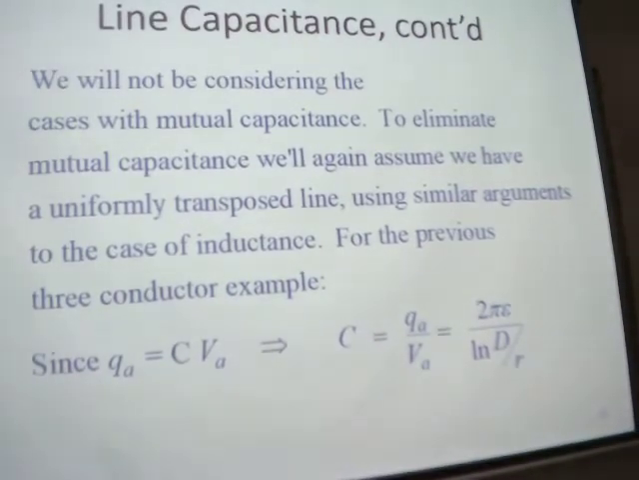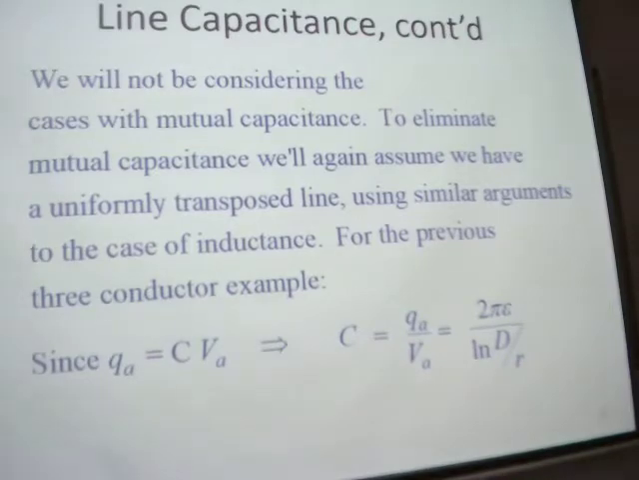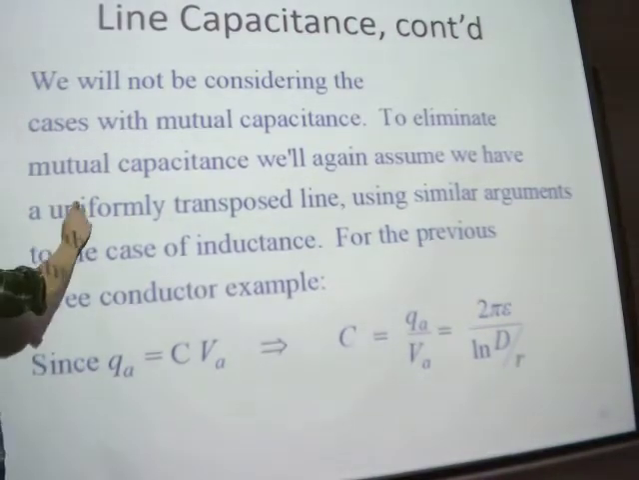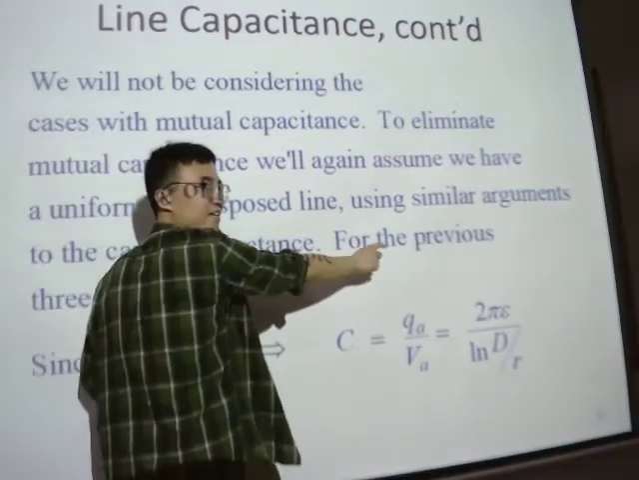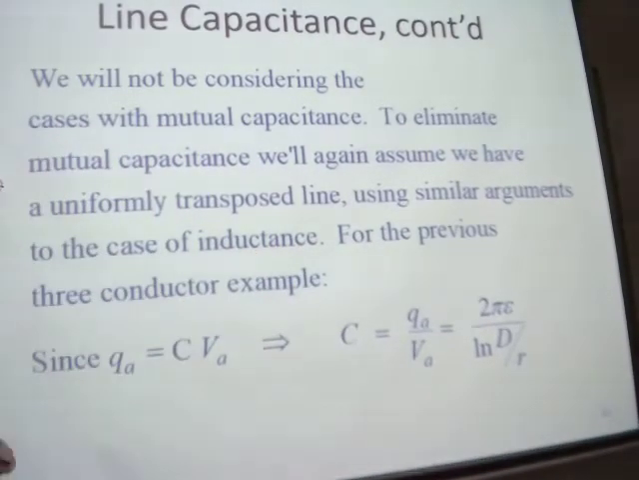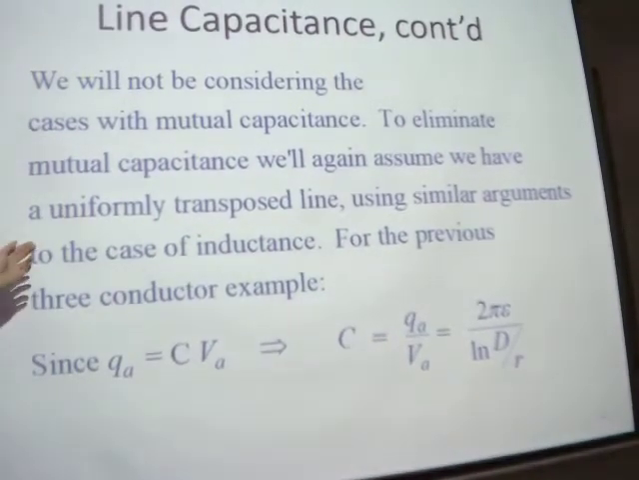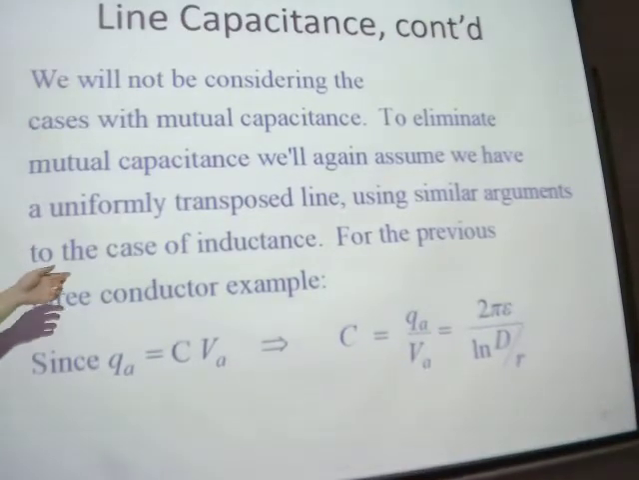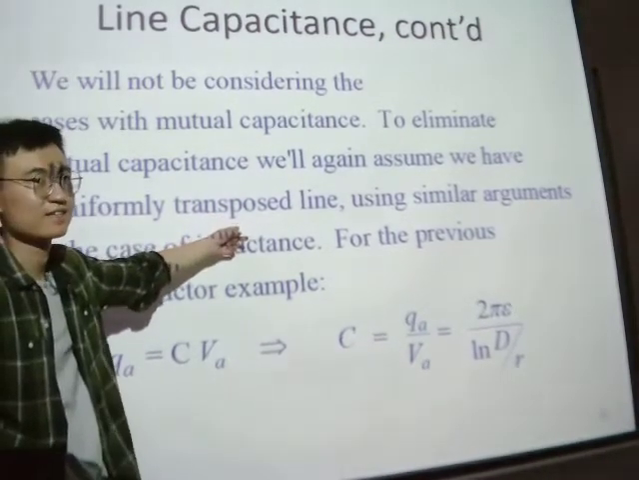Okay, so considering the mutual capacitance, we would like to eliminate the mutual capacitance, so we will assume a uniform transposed line. Remember at the beginning of our lecture, in that case, we will still have the balanced three-phase system, the transposed line.